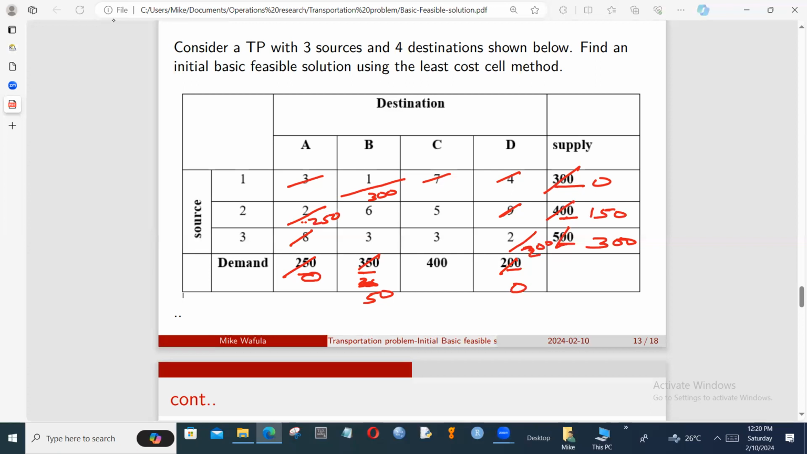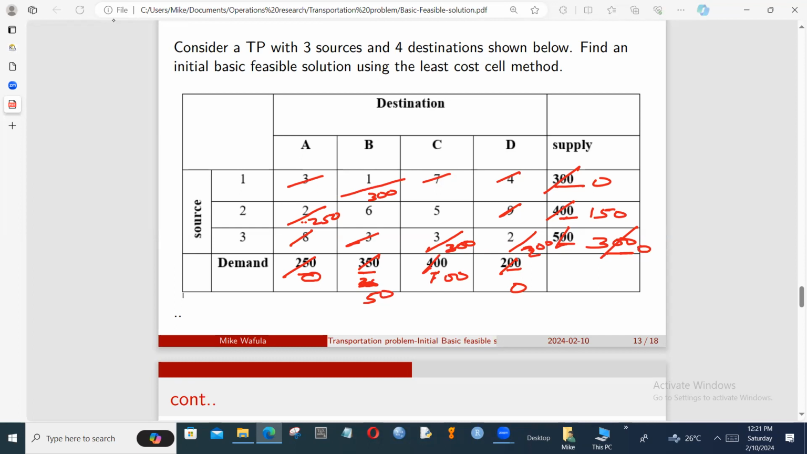Now, once you do that, you're remaining with 4 cells. Again, you see you have 3, 3. We again pick random, because those 3 are the ones with the lowest. So if I pick this one, you'll be comparing 300 against 400. So that means you'll assign 300 here, and you'll have depleted source 3, but then destination C will still be remaining with 100 more units to be supplied.